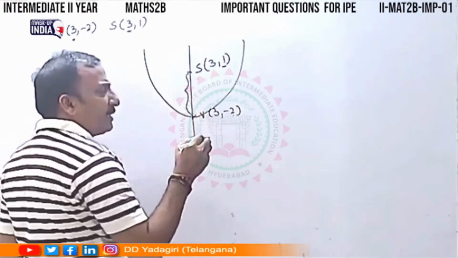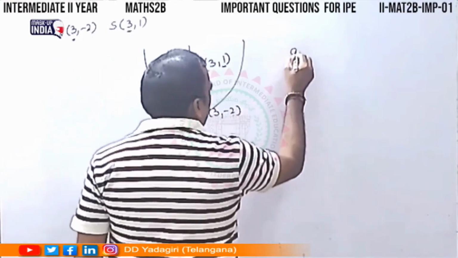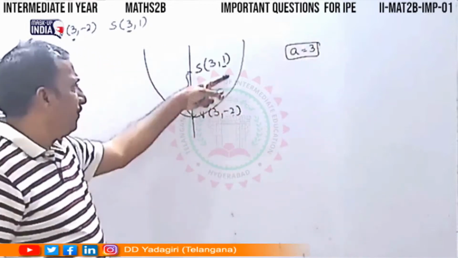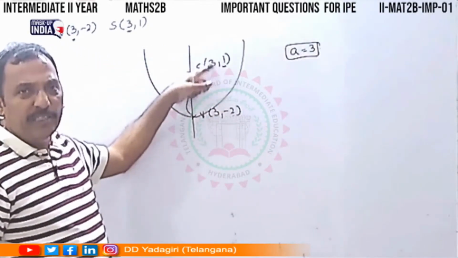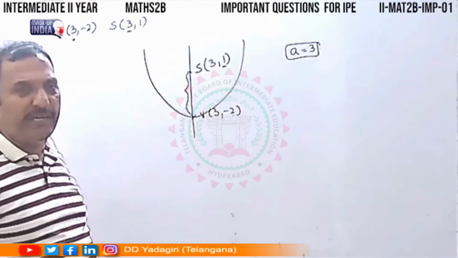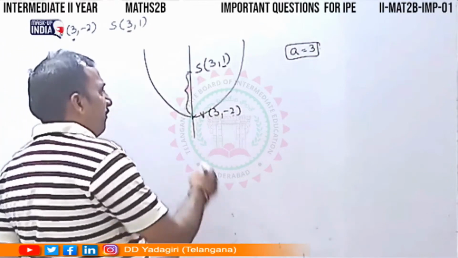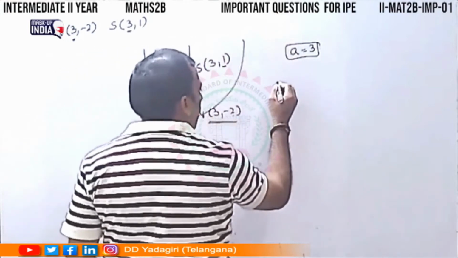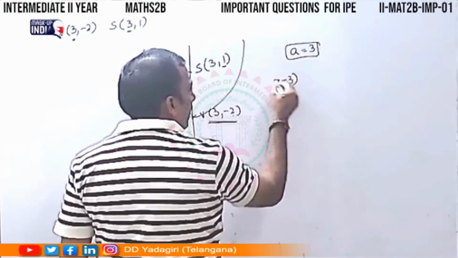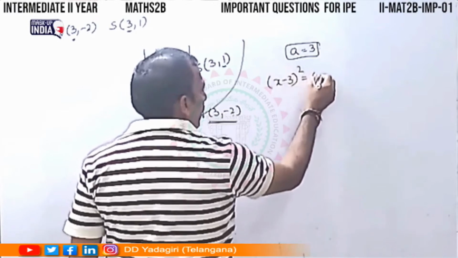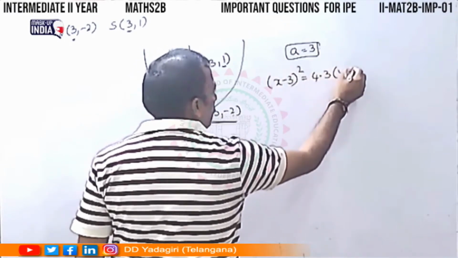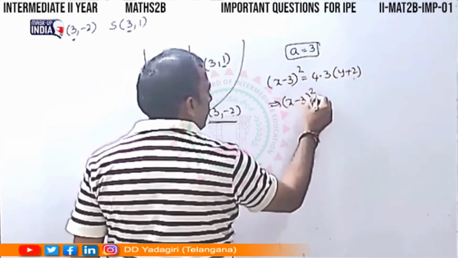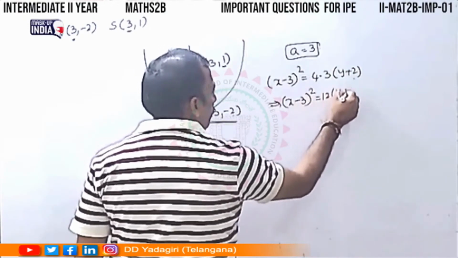Distance between vertex and focus is a. So, a is equal to 3, since the distance between the two points is 3. Therefore, the equation: (x - 3) whole square = 4 into 3 into (y + 2). That is, (x - 3) whole square = 12(y + 2).